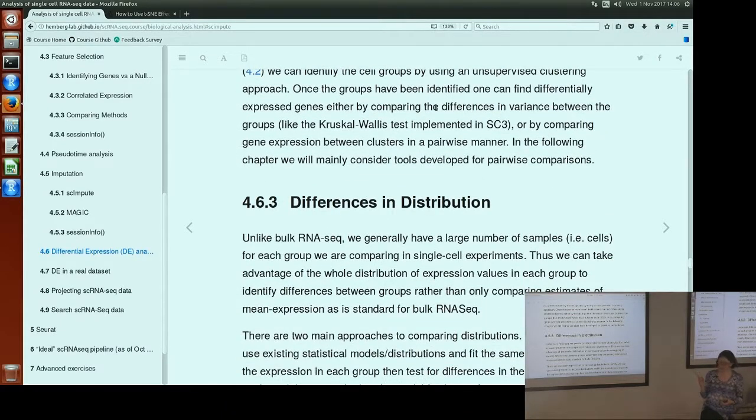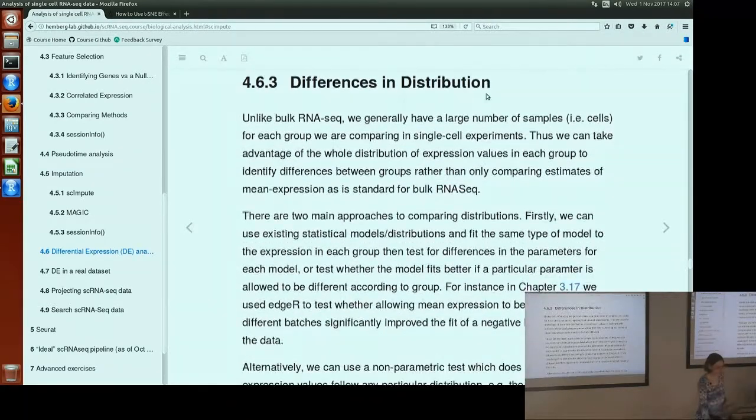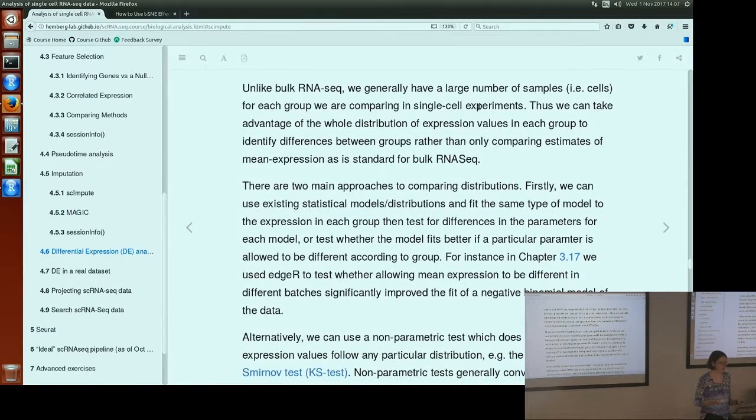When you're running SC3 in the previous chapter, it does differential expression between clusters using the Kruskal-Wallis test. However, unlike bulk RNA-seq, for single-cell RNA-seq we have a large number of samples, which means we have more options other than just comparing the mean of the expression in two different groups of cells. We have a whole distribution of values, so we could test for differences in variability or other sorts of differences in distribution, rather than just differences in the mean expression.